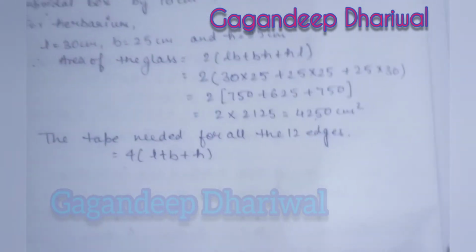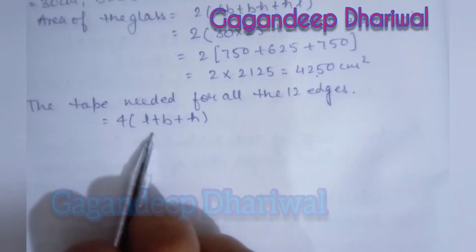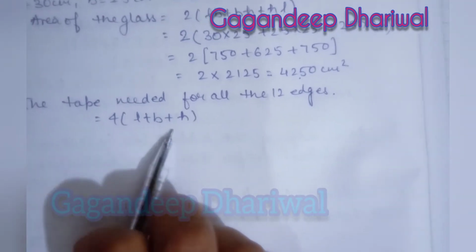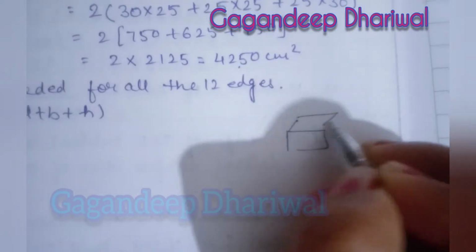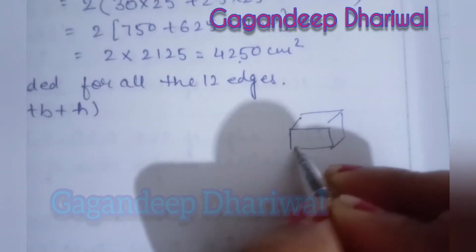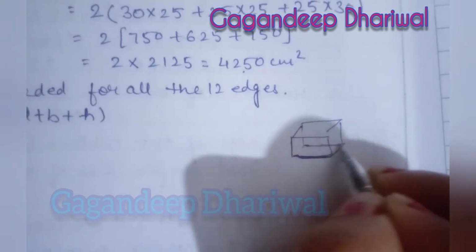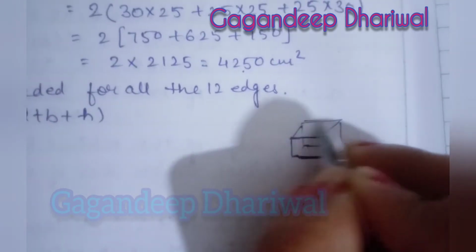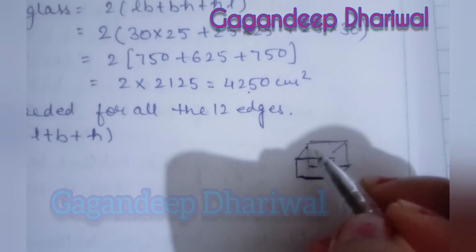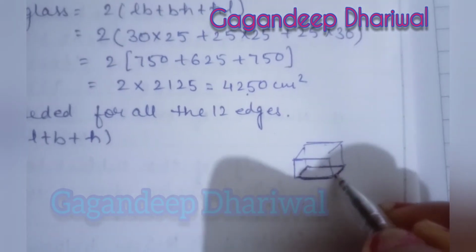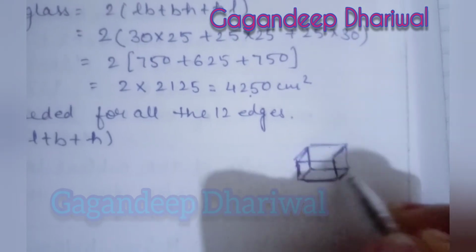Now in the second part we have to find the length of tape needed for all the 12 edges. As I already explained, there are 4 lengths, 4 breadths and 4 heights. When we see something like this, this is one length, this is another length, 1 2 3 4. Similarly when we see breadth, 1 2 3 4. Now about height, 1 2 3 4.